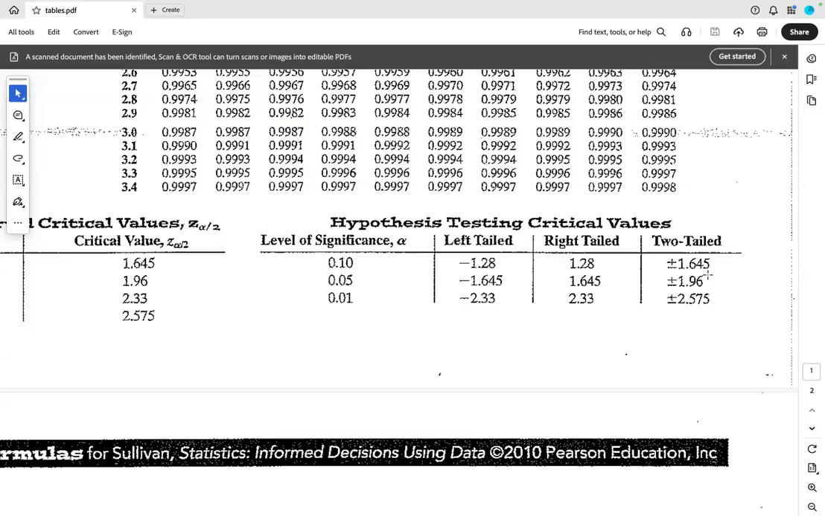If it is a value that's not here, you can use inverse norm, but be careful, because if you use inverse norm for a two-tailed test, you need to cut your alpha in half. So two-tailed test, cut the alpha in half. Otherwise, you can just use inverse norm with that number.